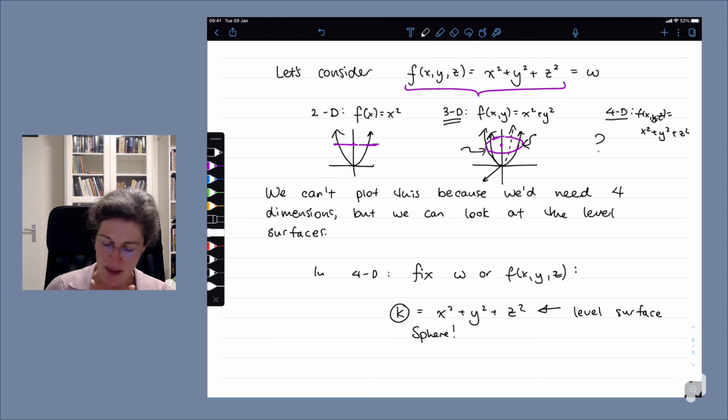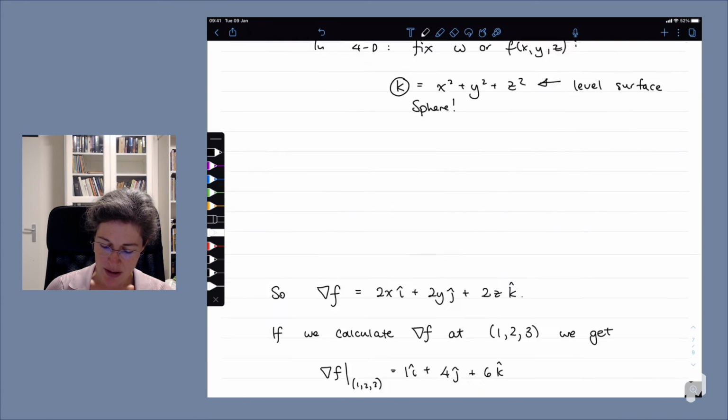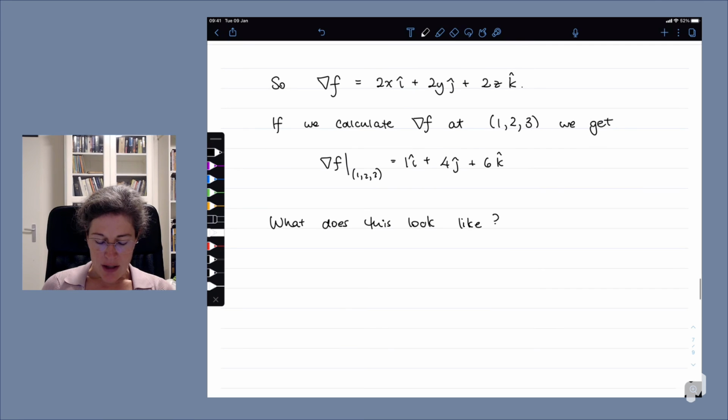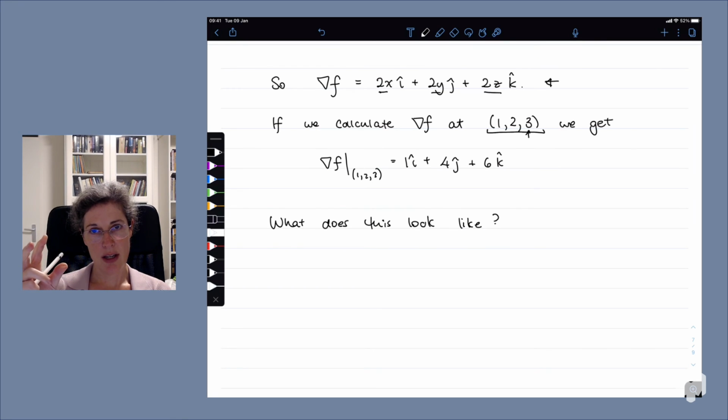Where am I going with all of this? You probably think I'm laboring it a lot, but there's a point to this. If we calculate our gradient for our new shiny 4-dimensional thing, you'll find that it looks quite a lot like the gradient we've seen already: 2x, 2y, and then it just has this 2z component. And we can calculate it at a specific point. So we're looking at the point 1, 2, 3, and we want to evaluate it. You'll find it looks like this.